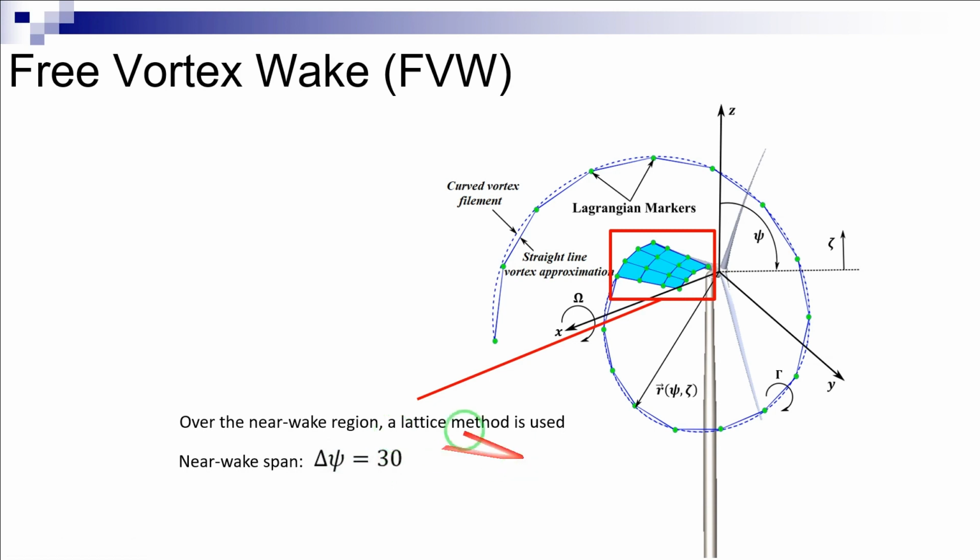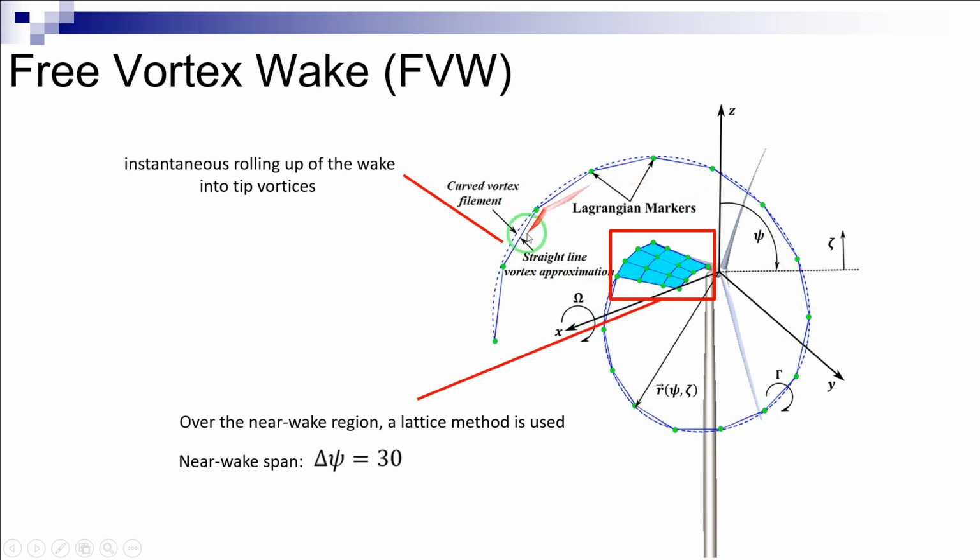As we can see here in this figure, the near wake region is followed by instantaneous rolling up of the wake into tip vortices, which is considered the principal flow characteristic over the rest of the wake. Straight-line vortex filaments with second order accuracy are used to connect the Lagrangian markers together. As we can see here, the initial wake is assumed to have a helical structure and is defined based on the rotor angular velocity omega and predetermined time step delta t. d psi equals dt times omega.